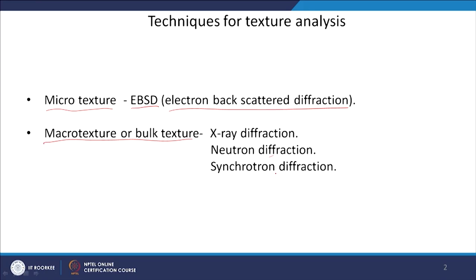We call it microstructure because the area covered is small, and because we are dealing with electrons, the electron penetration within the material is usually very small. So the volume it covers, depth wise, is also very small, whereas X-rays can penetrate more, and with synchrotron and neutron diffraction the penetration is even more. There you get bulk volume information, and that is why we say macro texture or bulk texture.